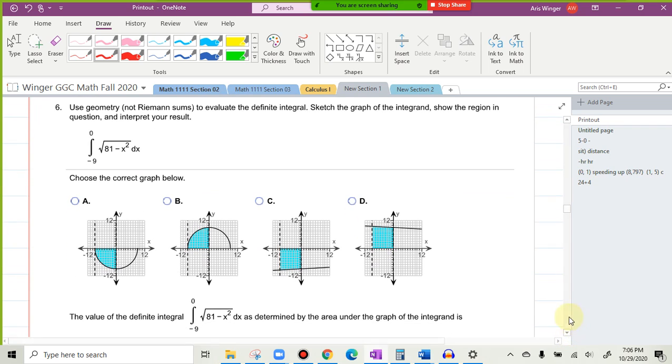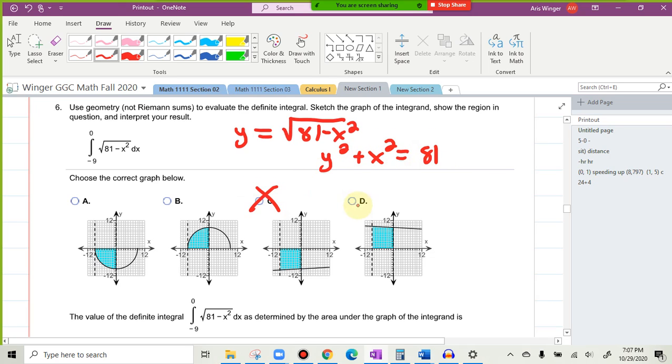So one of the examples we had earlier, when we had the integral from -9 to 0 of the square root of 81 minus x squared, we had said that if we square both sides, that's y squared plus x squared equals 81. That is a circle centered at the origin with radius 9. We're going from -9 to 0, and so we definitely need to be on the left-hand side of the y-axis. And this is the positive square root of 81 minus x squared.